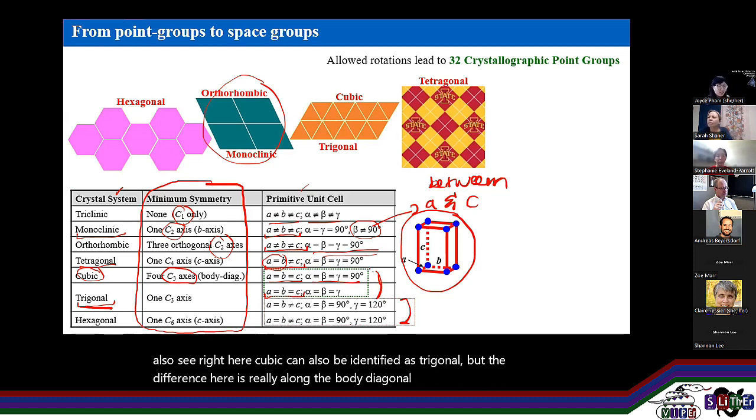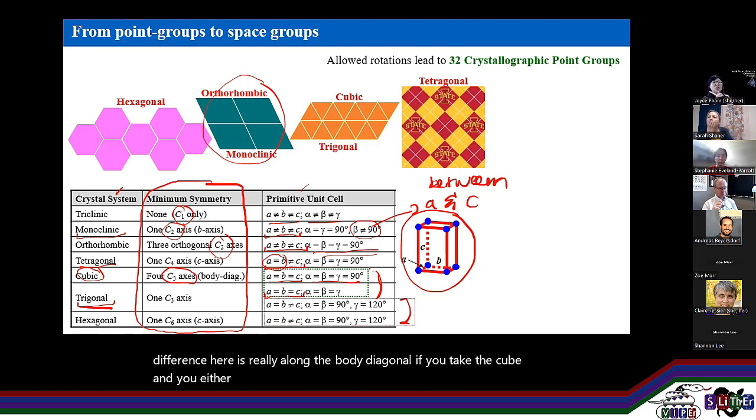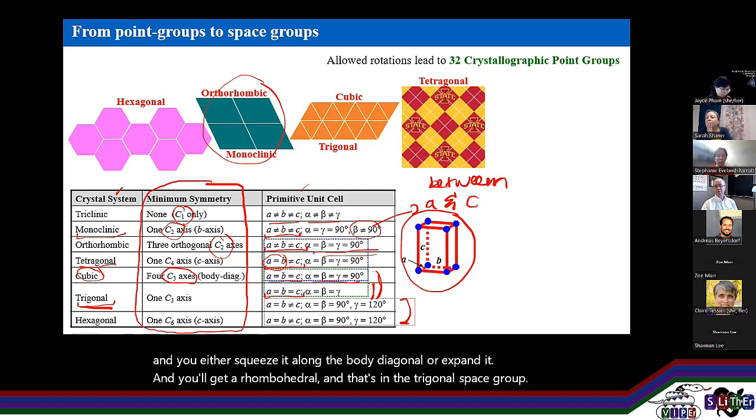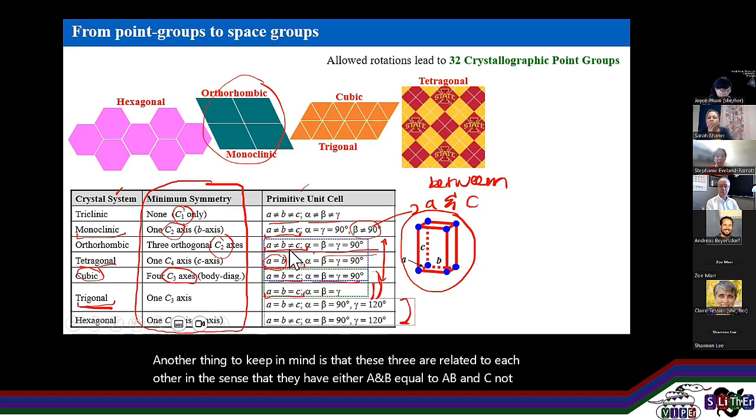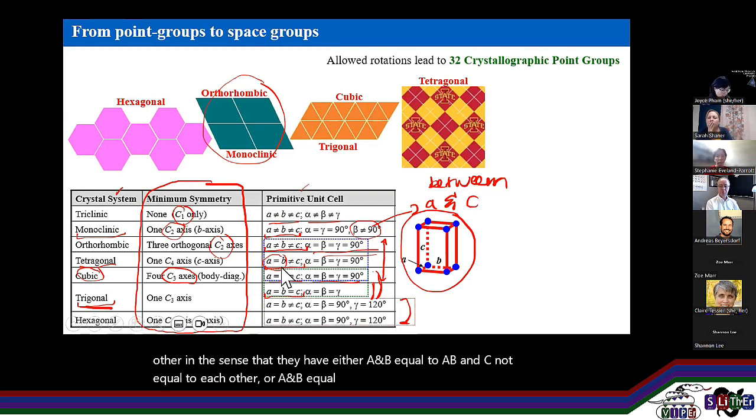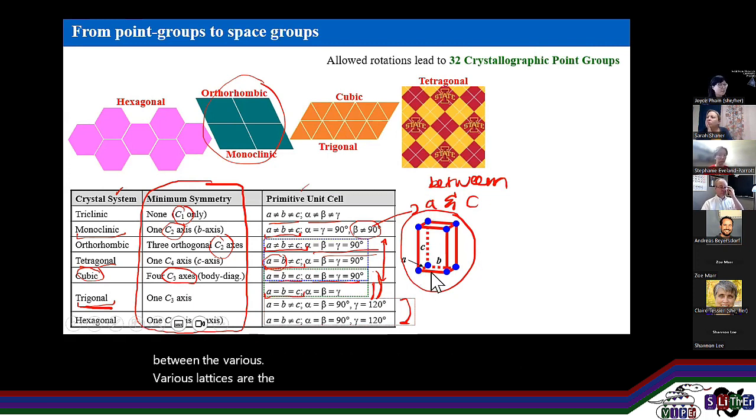If you take the cube and you either squeeze it along the body diagonal or expand it, then you get a rhombohedral, and that's in the trigonal space group. Another thing to keep in mind is that these 3 are related to each other in the sense that they have either A and B equal to each other, or A, B, and C different from each other, but they're all 90 degrees. So all of these angles between the various lattices are the same, A, B, and C.